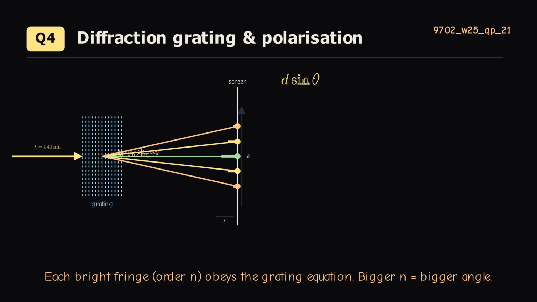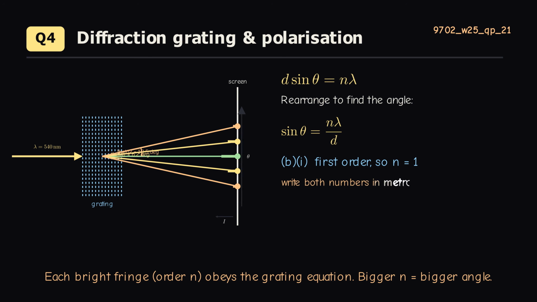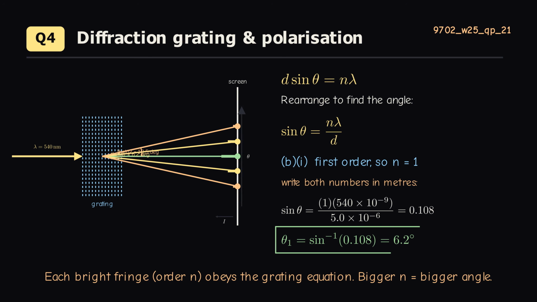Each bright fringe obeys d sine theta equals n lambda. Rearrange to sine theta equals n lambda over d. Part B. Part 1. First order, n equals 1. Sine theta equals 0.108, so theta 1 equals 6.2 degrees.